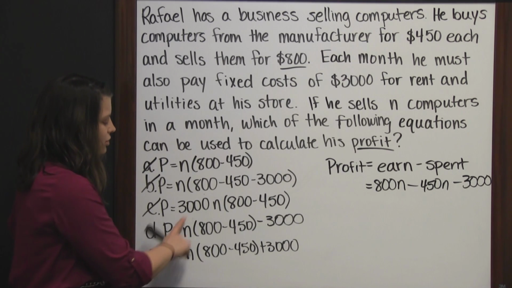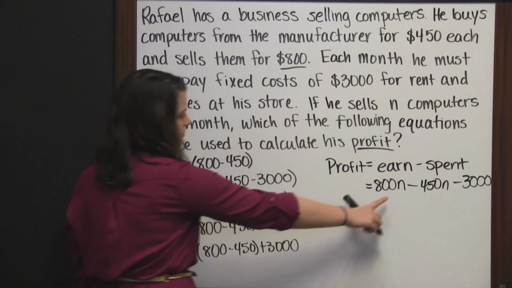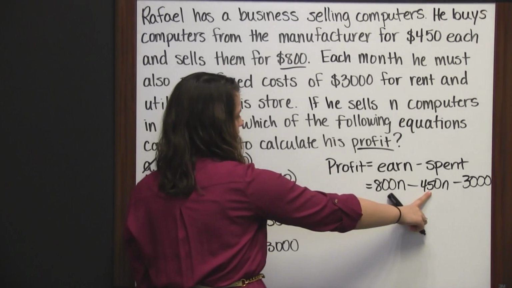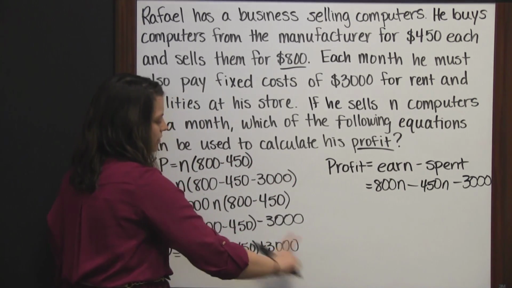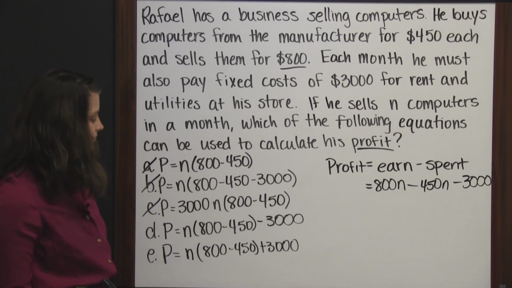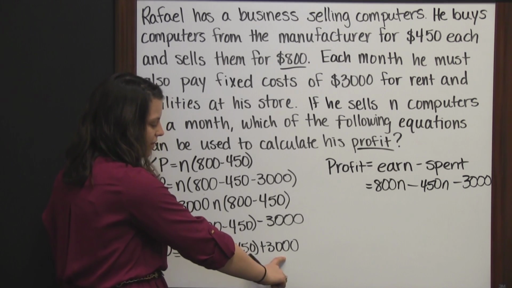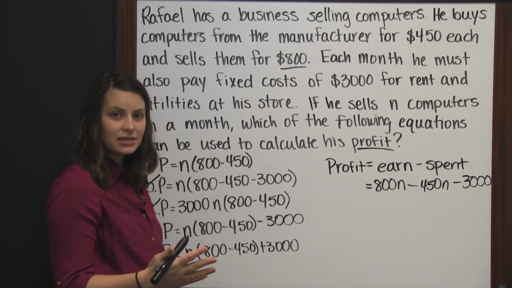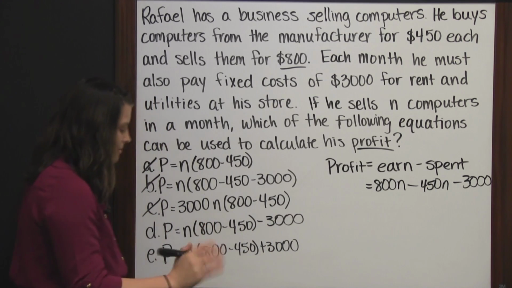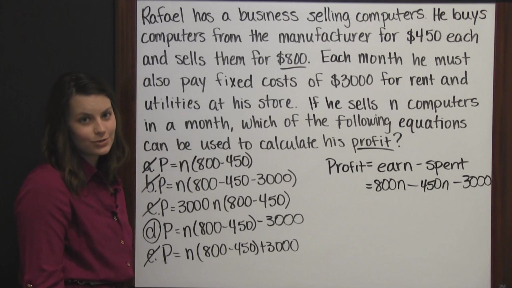In D, when we distribute the n, the number of computers, n times 800, 800n, minus n times 450, so minus 450n, and then minus 3,000. So D's looking pretty good. The problem with E is, instead of subtracting the 3,000 he spends on rent and utilities, they're adding it back in like that's more money he's making. But he's not making that money, he's losing that money. So D would be the correct answer choice.